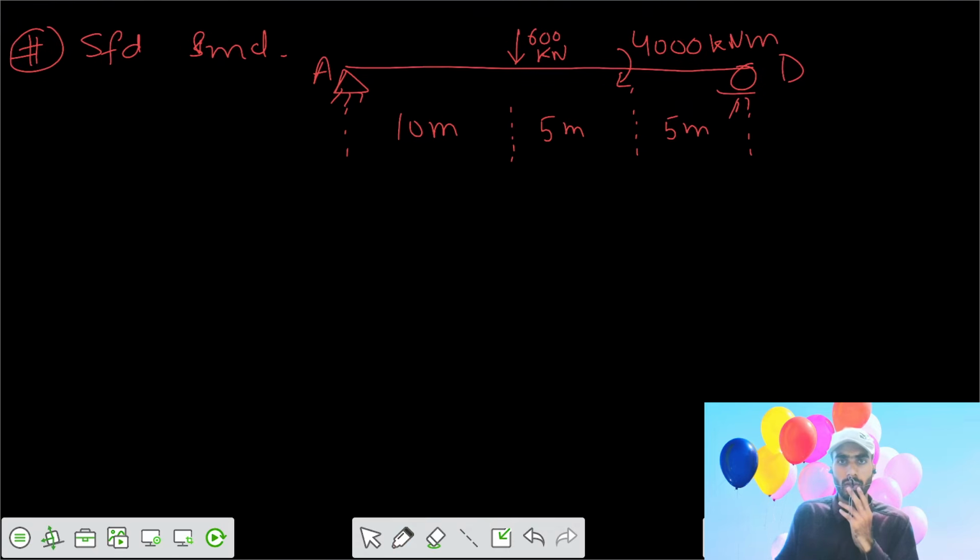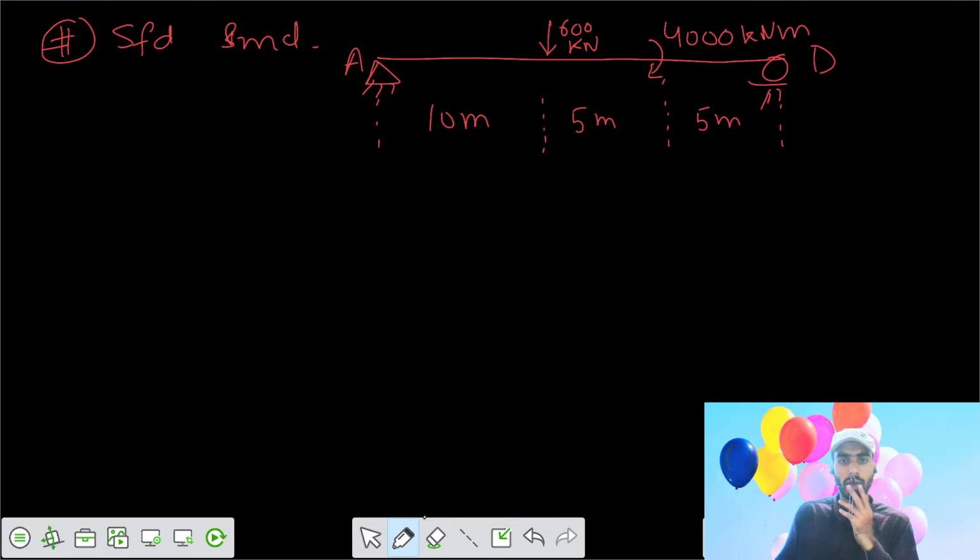For that, we can get the reactions. Firstly, we can solve the reactions. Summation Fy equals 0, so A plus D equals 600. Since the vertical force is only 600, the moment is not included in the forces, so we can say A plus D equals 600.